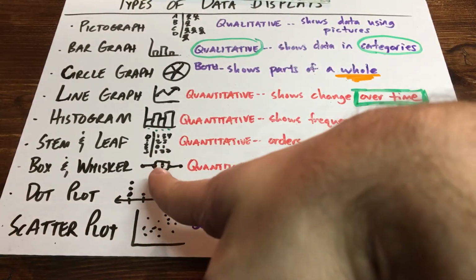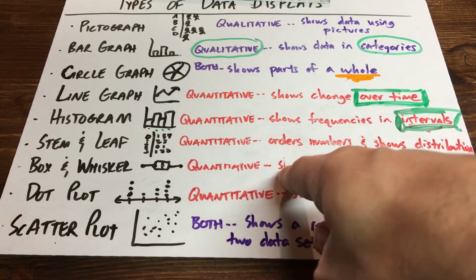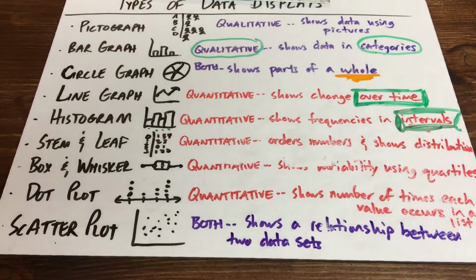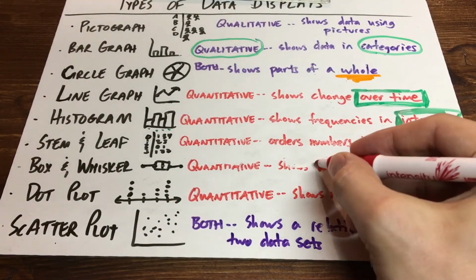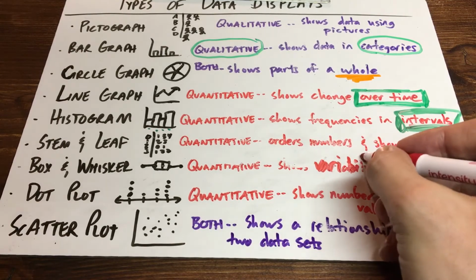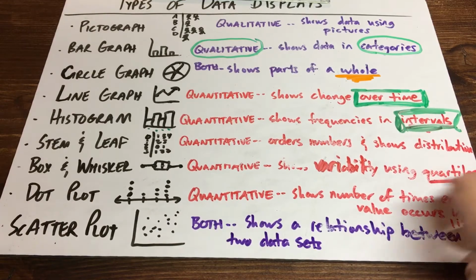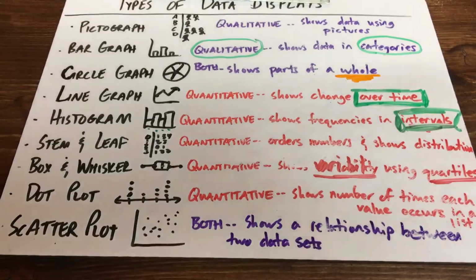A box and whisker plot we just had not too long ago in our videos, that's for quantitative data. Sorry, it got smeared there. It shows the variability. This is going to show the variability using quartiles, right? So if I wanted to know what percent of my people scored between this number and this number, I would use a box and whisker plot. If I want to know the variability, right? If I wanted to say half of my people scored higher than this, or half of my numbers are lower than this, or 25% are greater than this, that's when I want to look at a box and whisker.